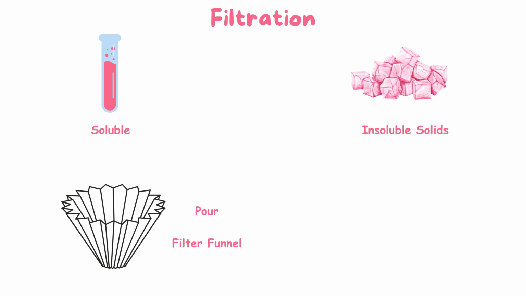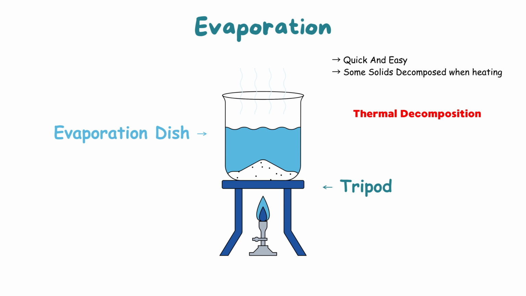This filter paper is usually placed inside a funnel, known as a filter funnel, allowing us to pour the entire mixture through it so that the liquid drips through while the solid residue stays on the paper. However, this method does not work if the solid is soluble and has already dissolved in the liquid, forming a solution. In such cases, filtration is ineffective, and we must turn to either evaporation or crystallization.